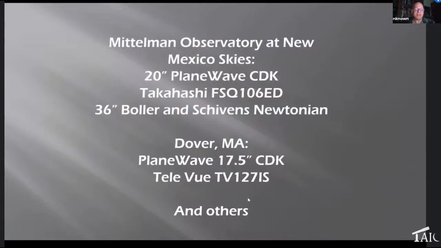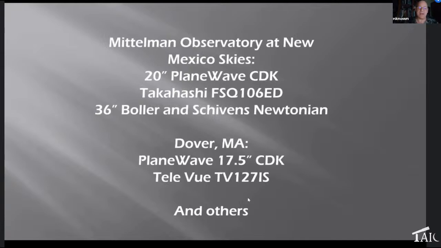He also had a PlaneWave CDK, a 20-inch PlaneWave, and a Takahashi FSQ 106. But his biggest project at the time was resurrecting a 36-inch Boller and Chivens Newtonian that he bought from, I think, Yale or some place in Connecticut. Anyway, he shipped it out to New Mexico to rebuild it.